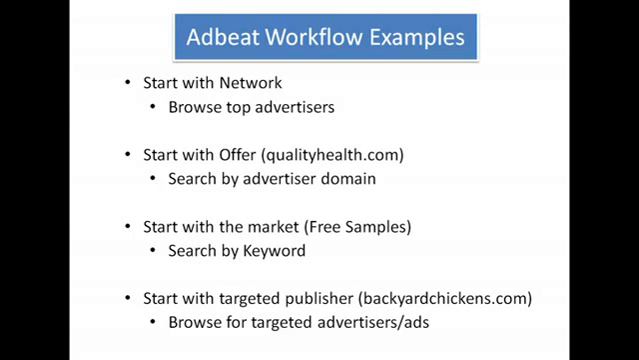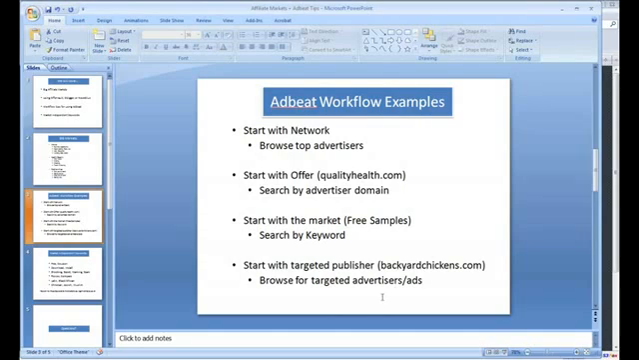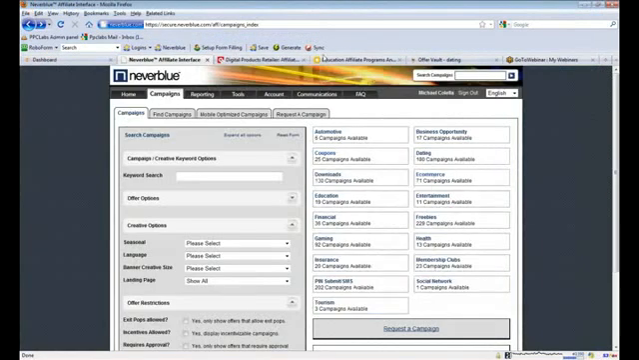The first one, you need to know the least about what you're looking for, I would think. You still need to know a little bit, but the idea here is start with the network, okay? So Google Content Network or MSN Content Network, Pulse 360, whatever, pick a couple networks to get interested in. Start with the network and then just browse the top advertisers. I'm going to show you what that looks like.